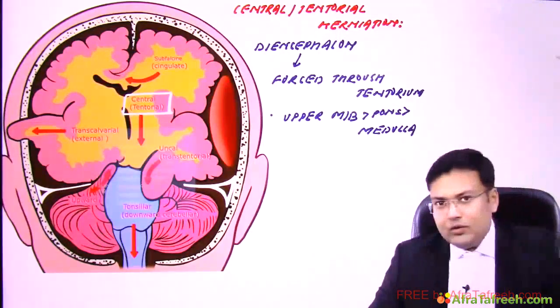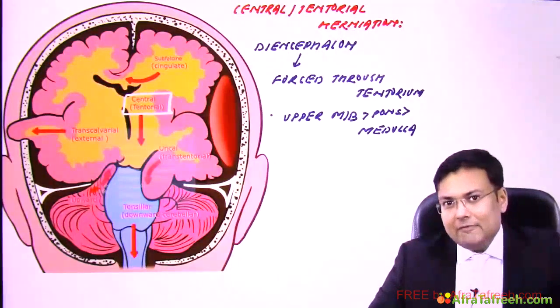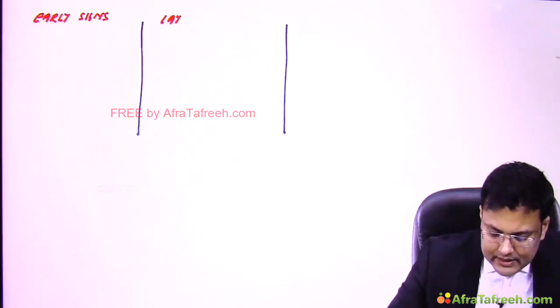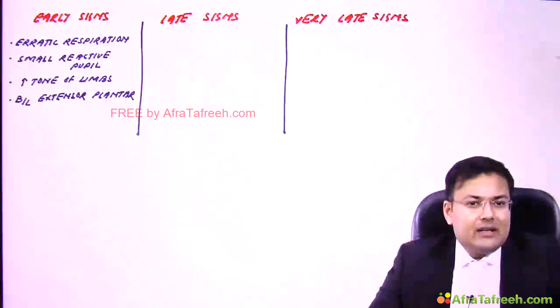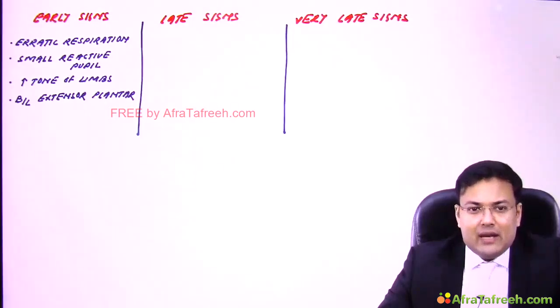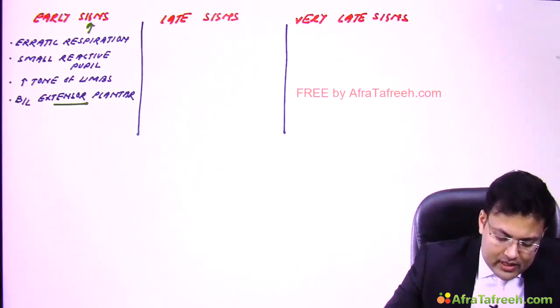So here also we are going to discuss the signs in three categories: early signs, late signs and very late signs. See the list. Early signs: erratic respiration, small reactive pupil, increased tone of limbs and bilateral extensor plantar. All these are included in early signs.